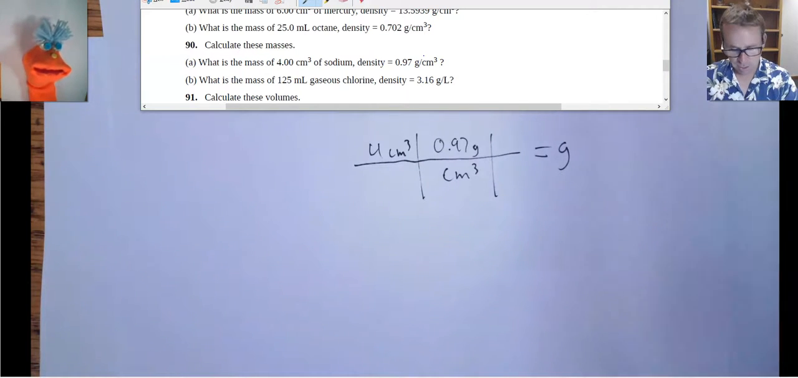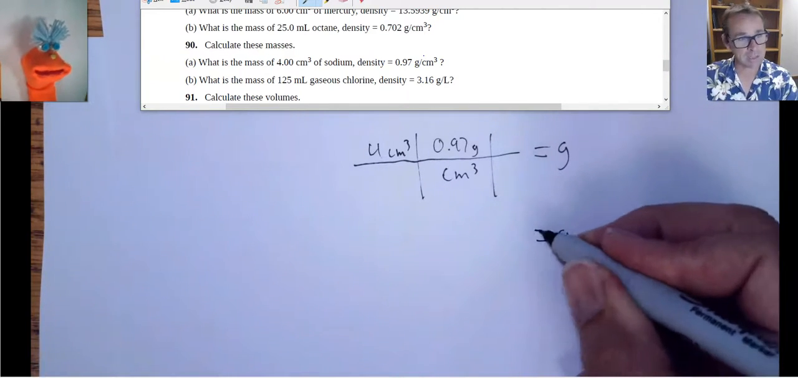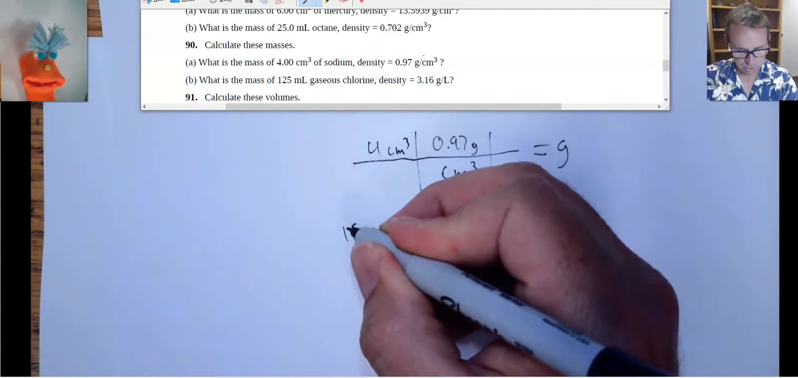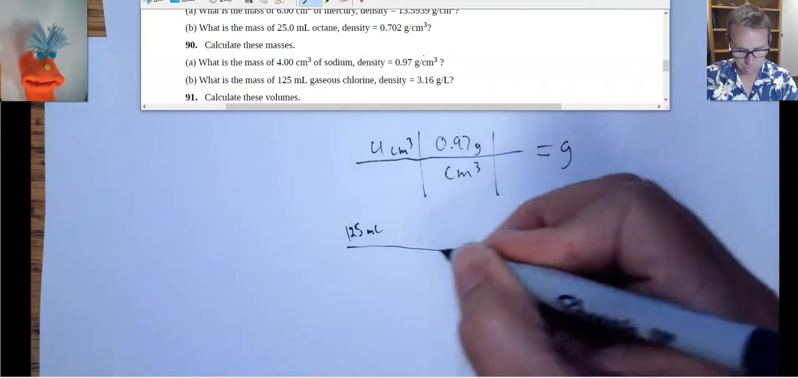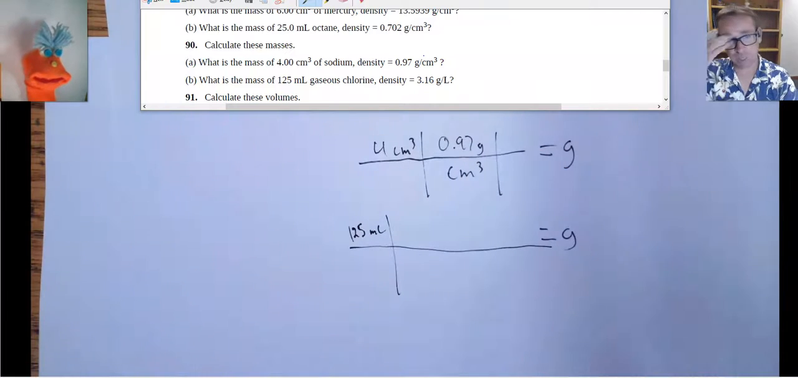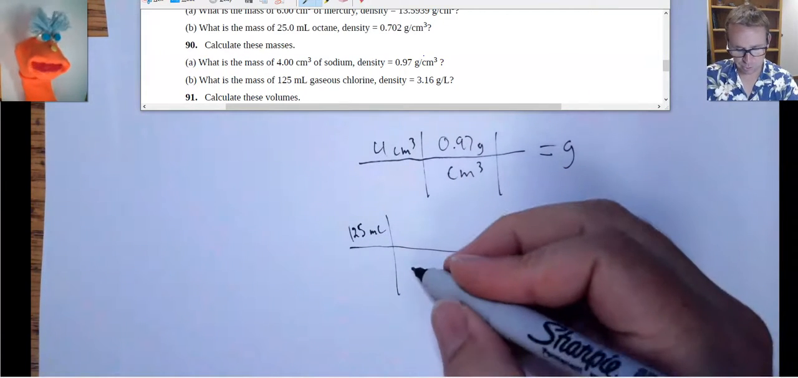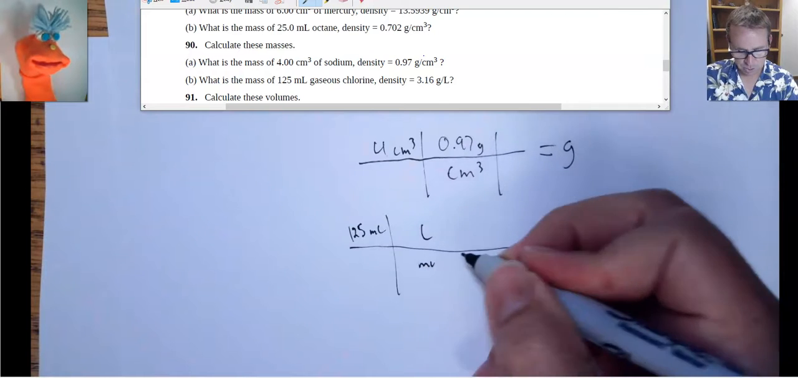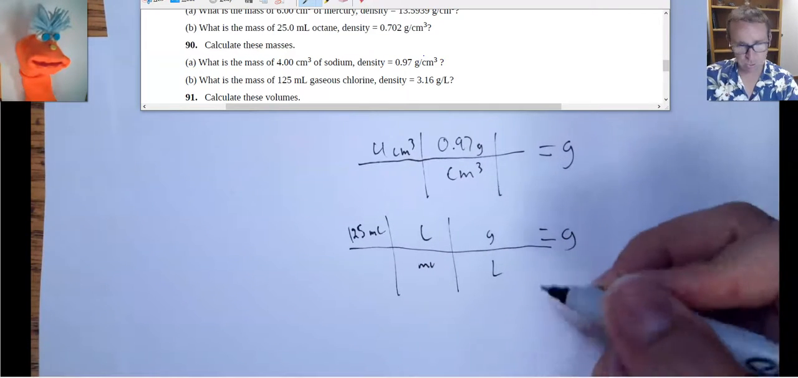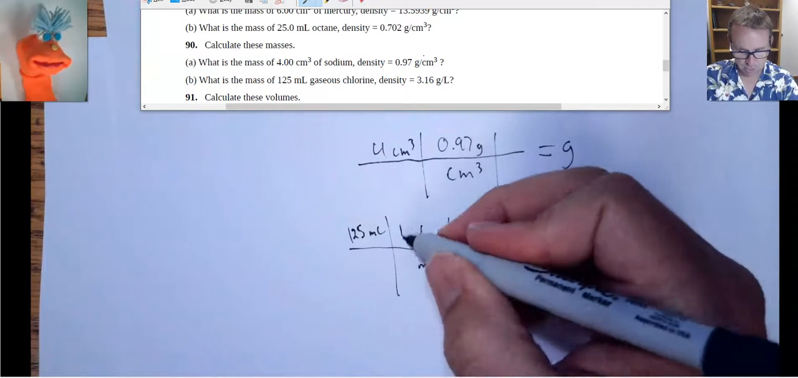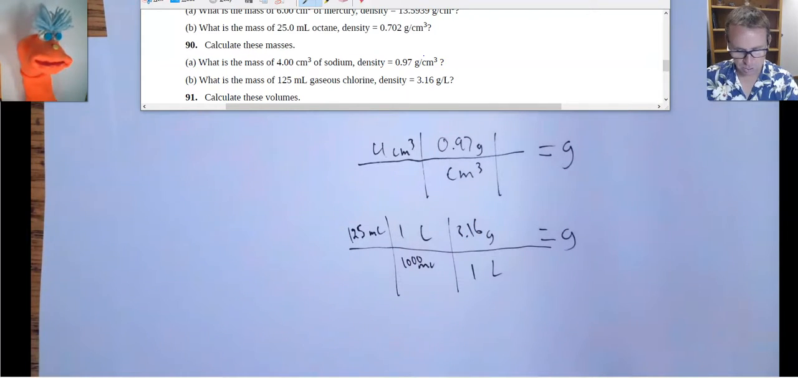All right, so I want to know the mass of the gasoline, and I start with 125 milliliters. But I have density in what? Grams per liter. So you've got to convert the milliliters to liters first. So we go from milliliters to liters, and then I can go grams to liters with the density, right? 3.16 grams for every liter. 1 liter, 1,000 milliliters. Okay, good.